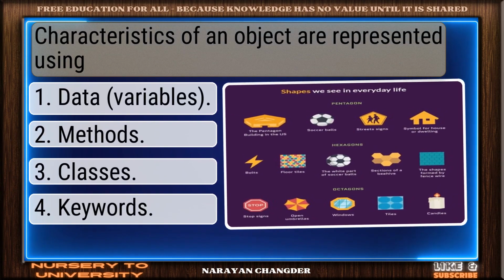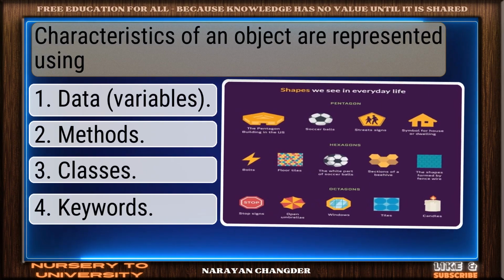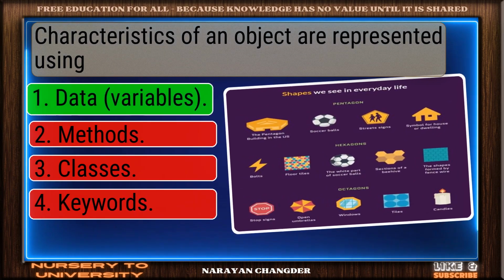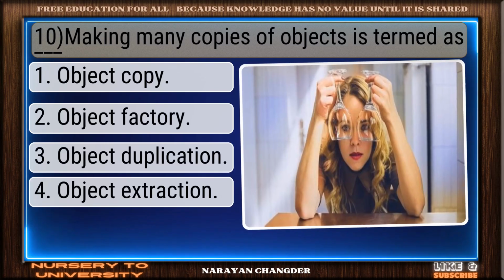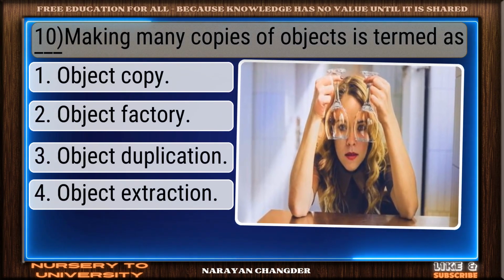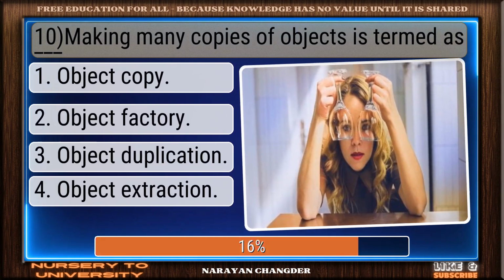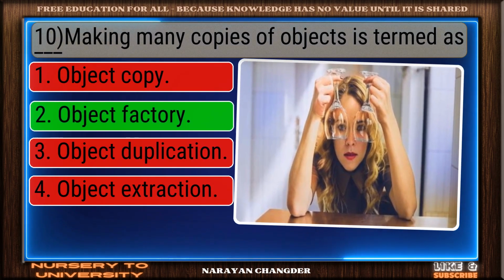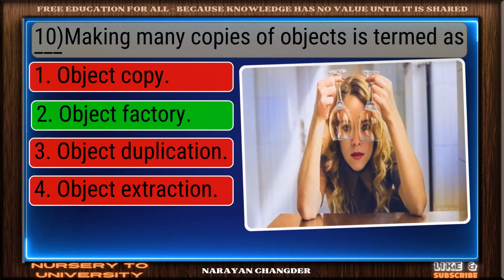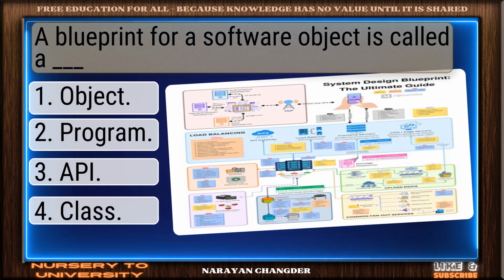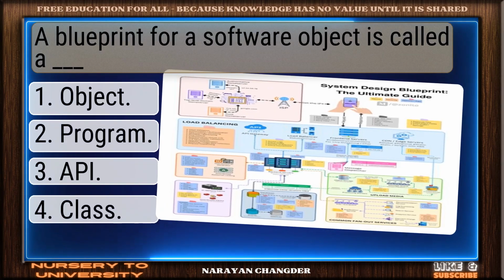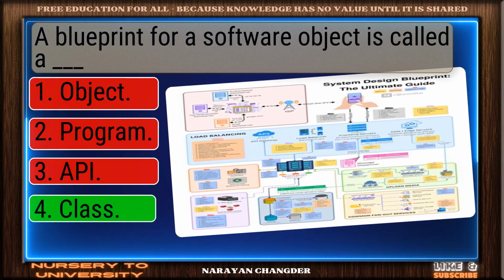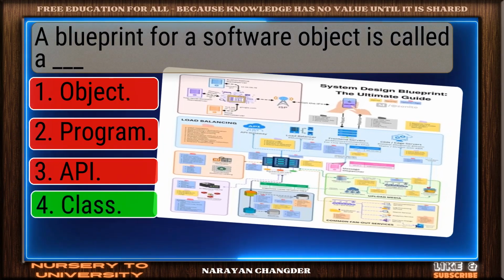Question number 11. Characteristics of an object are represented using? Smart move. Data is an accurate answer. Question number 12. Making many copies of objects is termed as dash. Good thinking. Object factory is the right answer. Question number 13. A blueprint for a software object is called a dash. Well picked. Class is the correct answer.